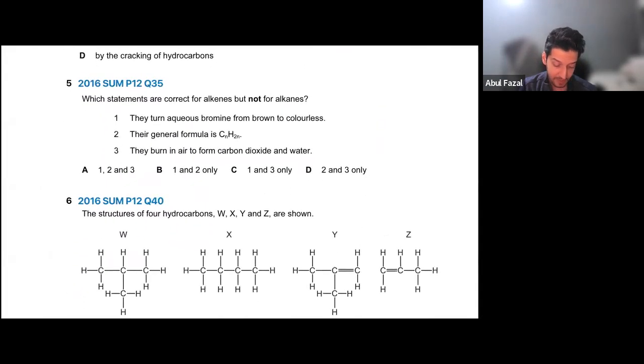Question number 5, which statements are correct for alkenes, but not for alkanes? They'll turn aqueous bromine from brown to colorless. That's true for alkenes, but not for alkanes. They burn in air to form carbon dioxide. Both of them burn in air. So this is fine. This is fine. This is something we don't want. So 1 and 2 is the best answer or the only answer.